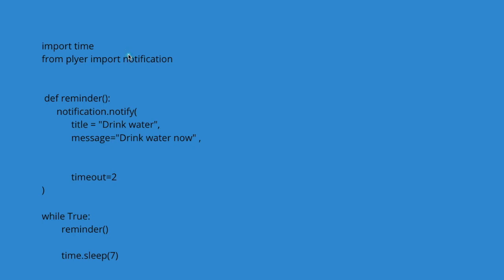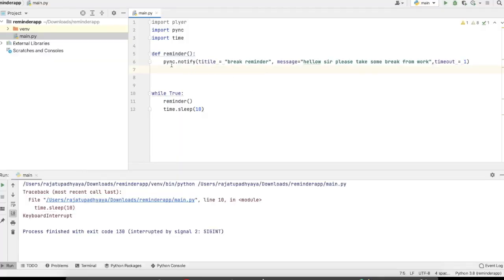So let me explain what we are doing here. We just imported time, and for Plyer we have imported notification. Here we create one function which is reminder, and like PyNC, we give the title, message and timeout, and we call the function every 7 seconds, or every 10 seconds. That is the same as PyNC, but the main difference between the two packages is that here we are using notification.notify, while there we use pynic.notify. I hope you understand how you can make your reminder. You can also make your reminder app remind you to drink water every 2 hours, every 3 hours.